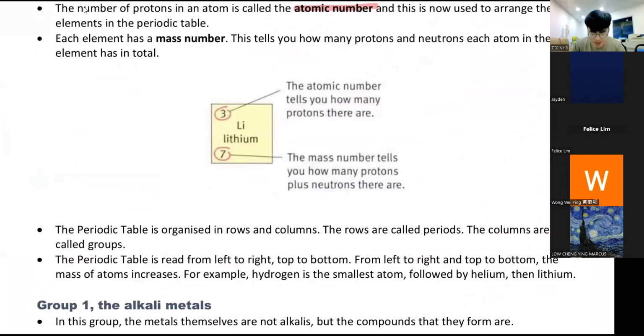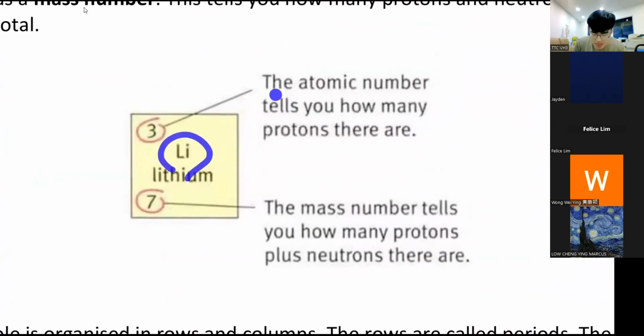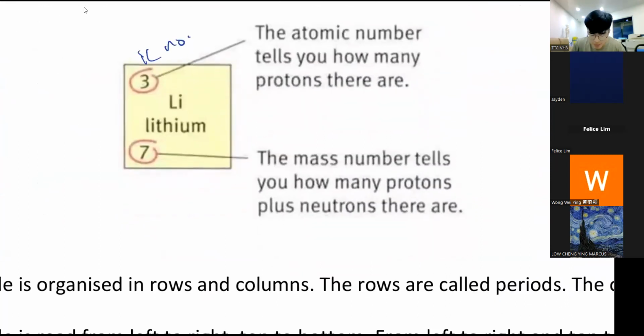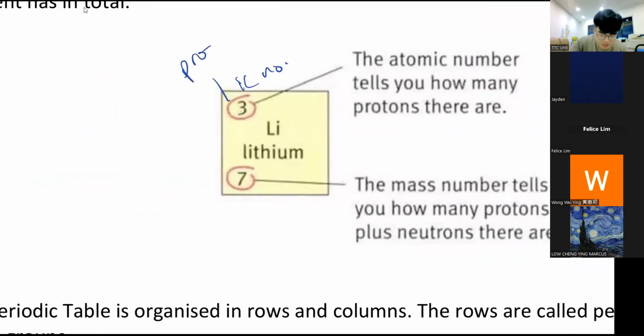Anyway, this is the example. Like lithium, this is the atomic number. It tells you how many protons are there. And 7, this is the total number. The mass number tells you how many protons plus neutrons are there. So how do you get the neutron number? You take this number and minus off this number. So 7 minus 3, you get 4 neutrons. Easy, right? You take the high number, you minus the low number, you get the neutron number.